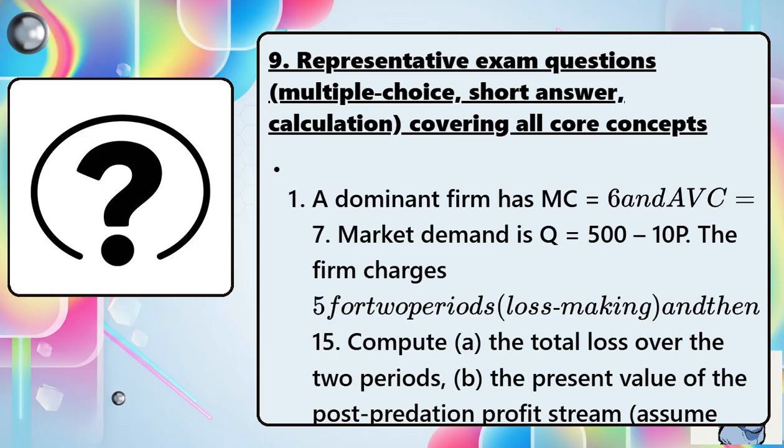Calculation. 5. A dominant firm has marginal cost equals $6 and average variable cost equals $7. Market demand is quantity equals 500 minus 10 times price. The firm charges $5 for 2 periods, loss-making, and then raises price to $15. Compute the total loss over the 2 periods, the present value of the post-predation profit stream, assume discount factor 0.9 per period, and state whether the break-even condition is satisfied.